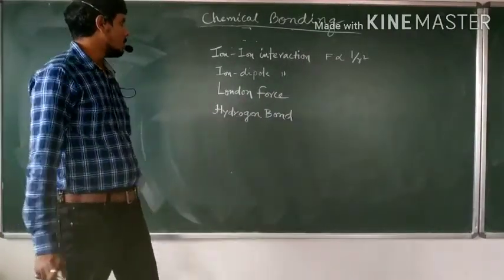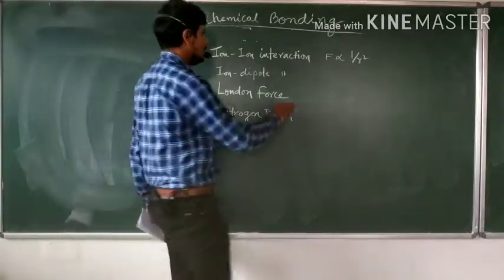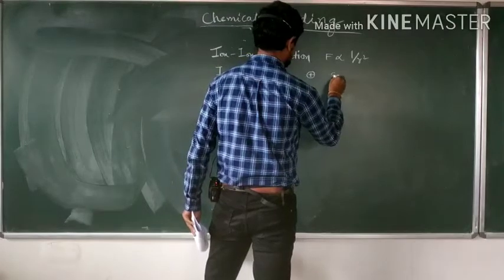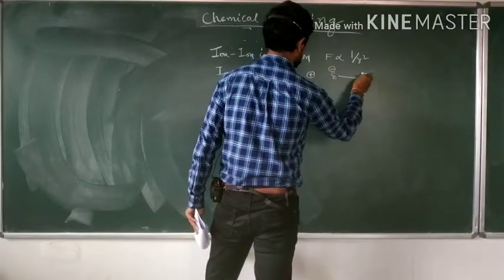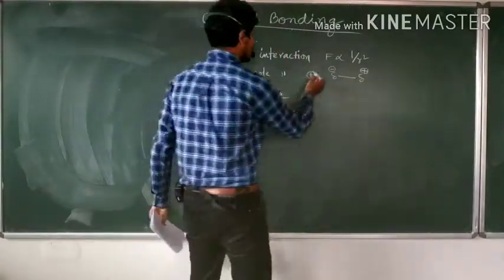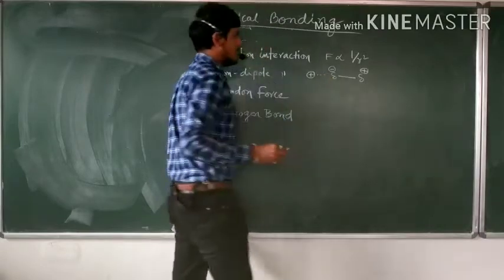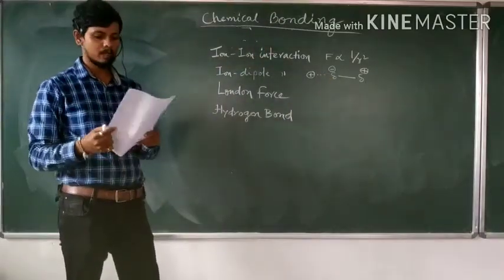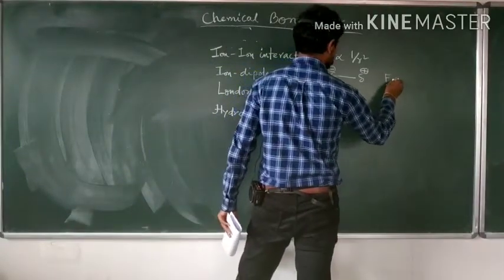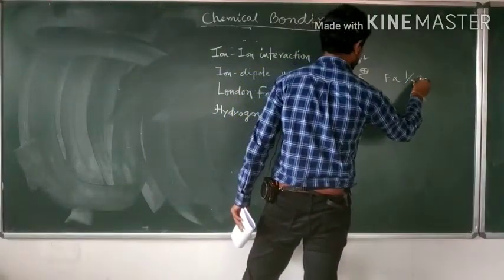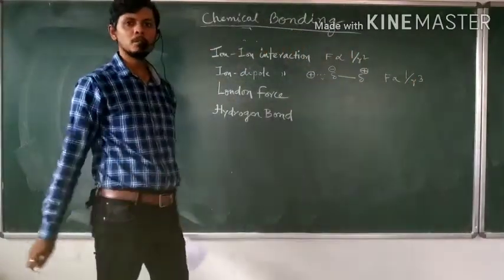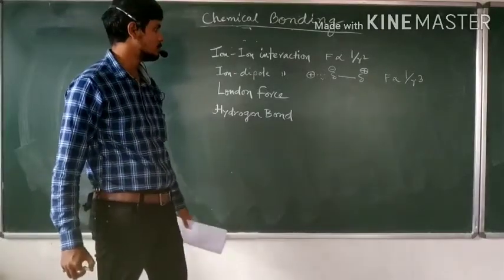If I consider ion-dipole interaction, what is ion-dipole interaction? There is an ion and there is a dipole. There is an interaction between the ion and the dipole. This is the ion-dipole interaction. So, interestingly, the force of ion-dipole interaction is inversely proportional to the cube of the distance. If this distance is r, then the force is inversely proportional to r cubed.